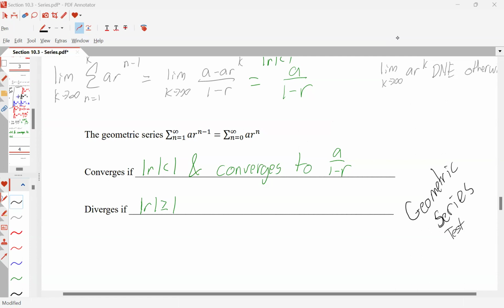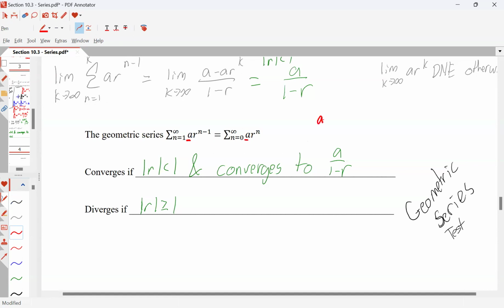Big things we're looking for is we're looking for a ratio and making sure that the absolute value of the ratio is less than 1. And we're looking for an A. And up here is telling us what we want our sequence to be written as. If our lower bound is n equals 1, we want to see an r to the n minus 1. And if our lower bound is 0, we want to see an r to the n.